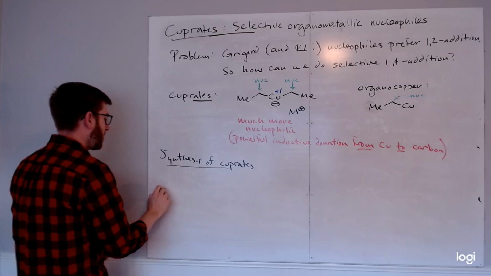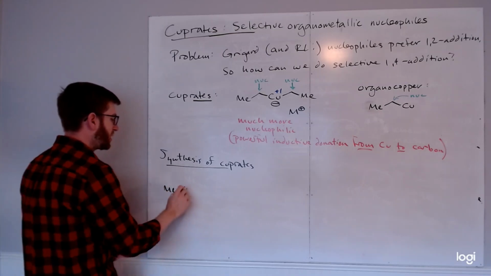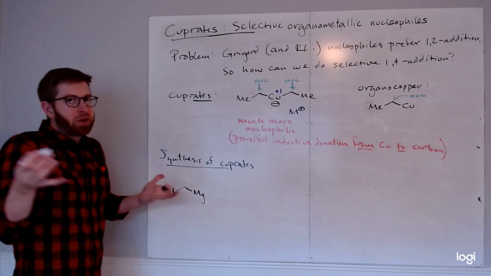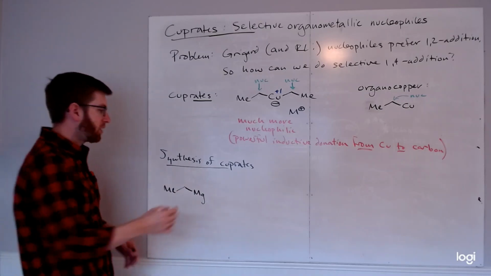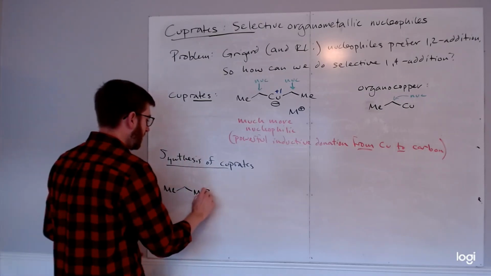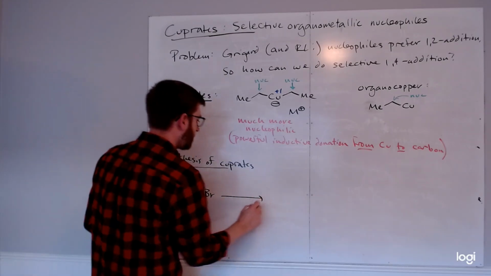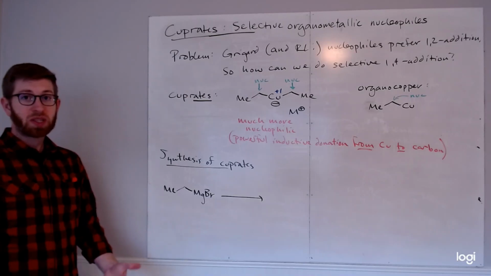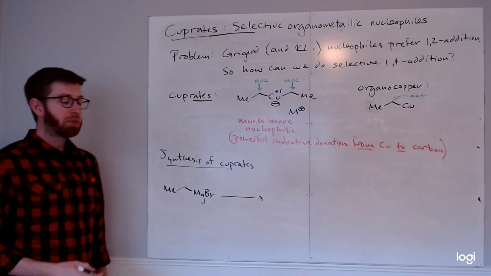So we could start with an ethyl group attached to a magnesium. And that magnesium is going to have some halogen on it. I'm going to choose bromide because why not? It could be chlorine or iodine. And all I'm going to do is react this with a source of copper 1. Right? So I need to choose the oxidation state of copper. That turns out to be really important.